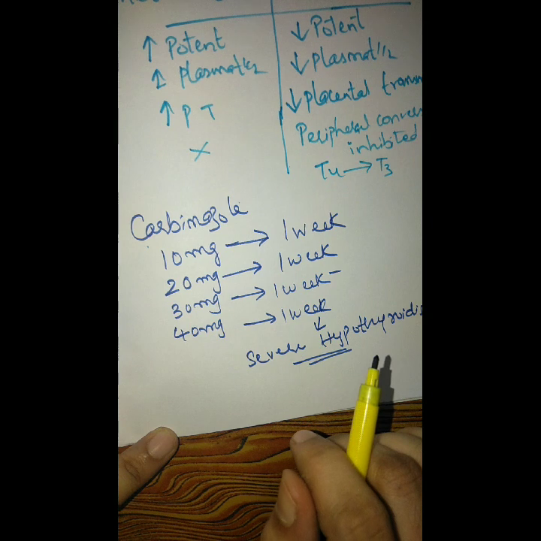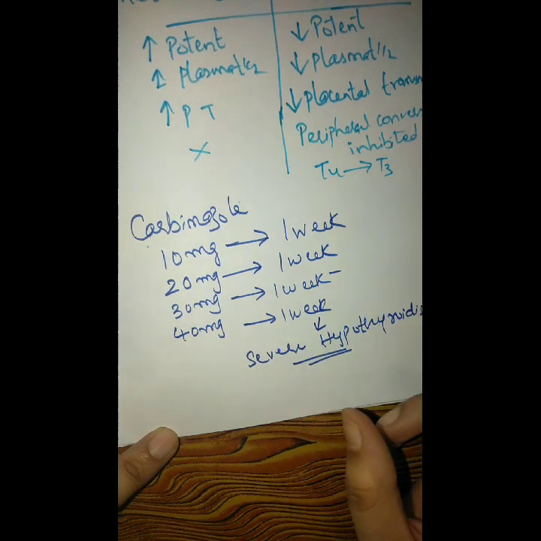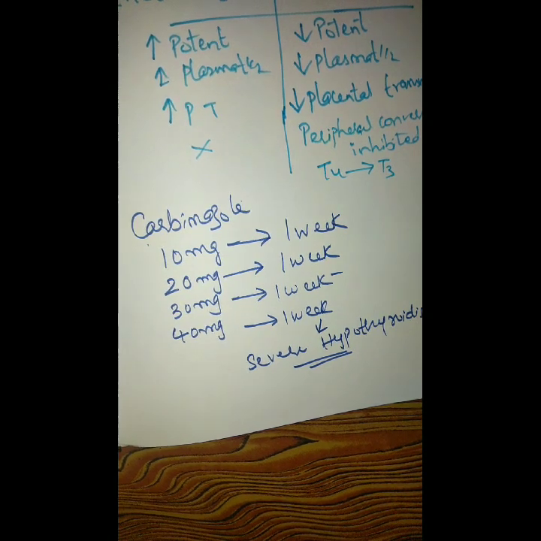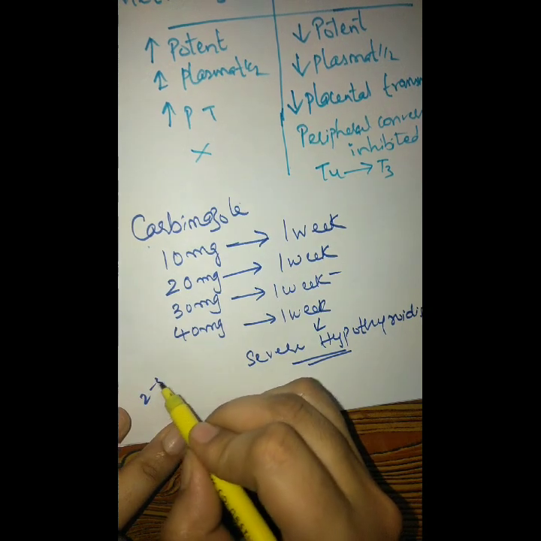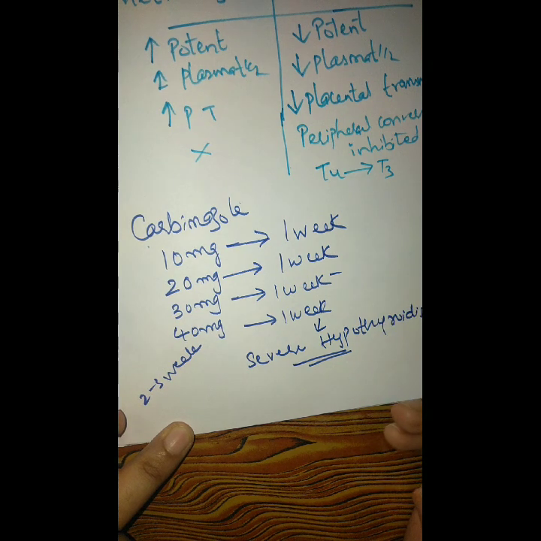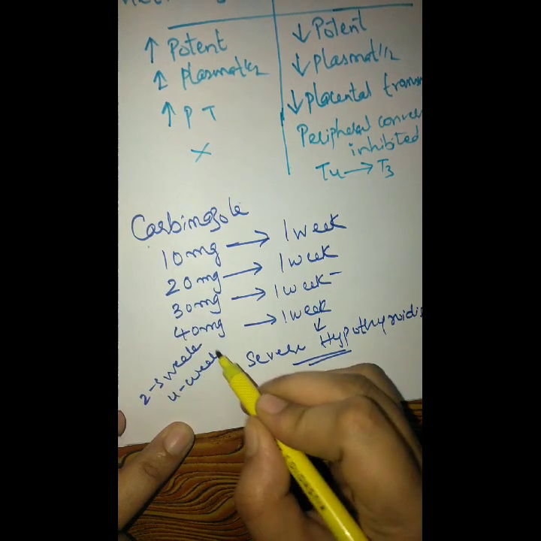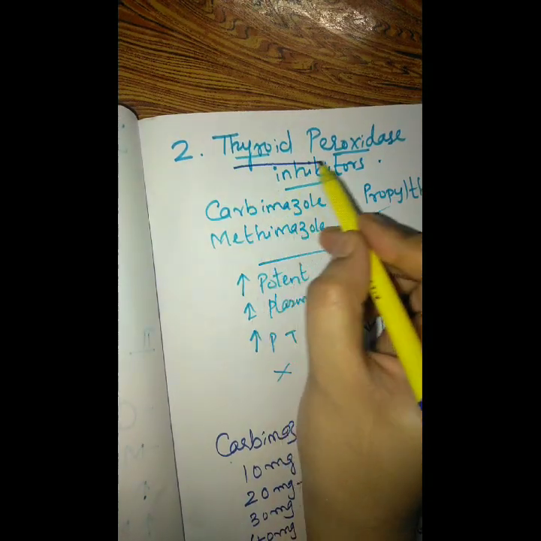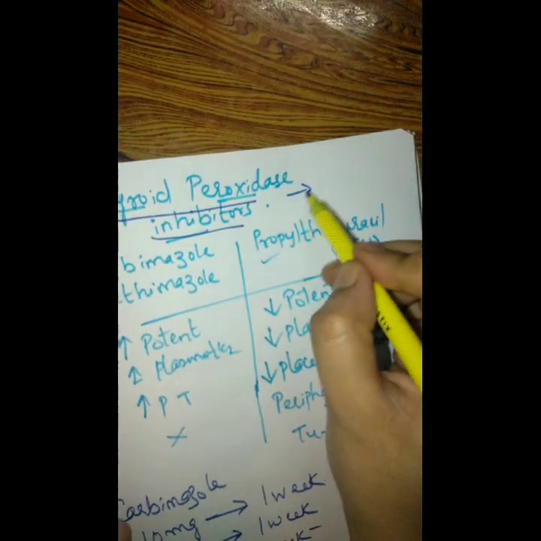You know why these things happen? Because this T3 and T4, this thyroid hormone, is stored for nearly 2 to 3 weeks. Okay, we have 2 to 3 weeks of storage of this thyroid hormone, and in case of hyperthyroidism it may be almost 4 weeks. Even if there is no synthesis of thyroid hormone, we still have a storage of thyroid hormone for almost 4 weeks. Okay, so you can say these drugs, these thyroid peroxidase inhibitors, are very slow acting.